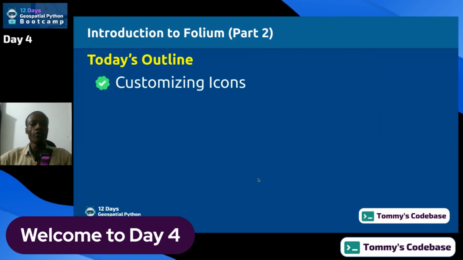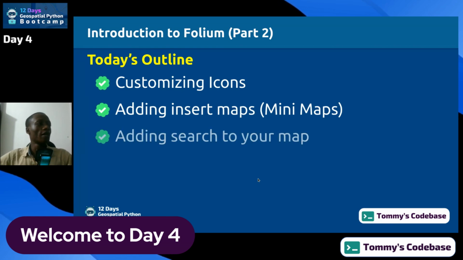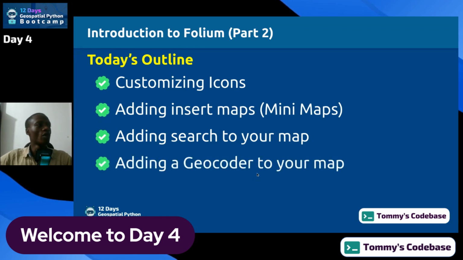Today, we will look at how to customize the icons, and then we will also look at how to add insert maps called mini maps, and then how to add a search to your map. So you load in a lot of layers, you add a lot of stuff to your map. How do you give it a search functionality such that the user can just search and then go to that particular object? We will also learn how to do geocoding. So we will add a geocoder to our map.